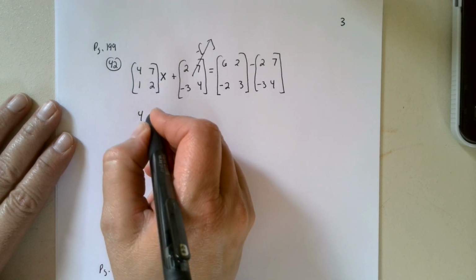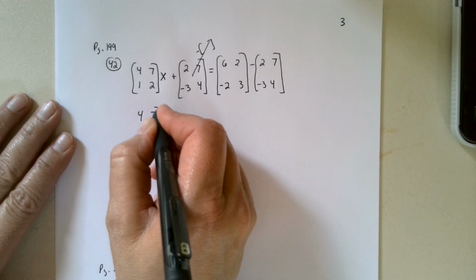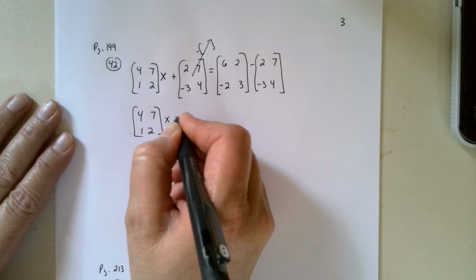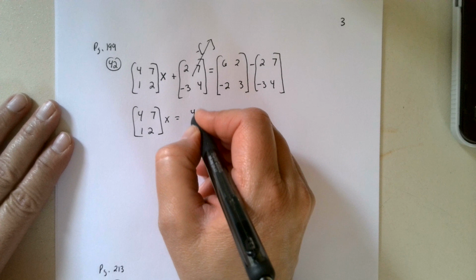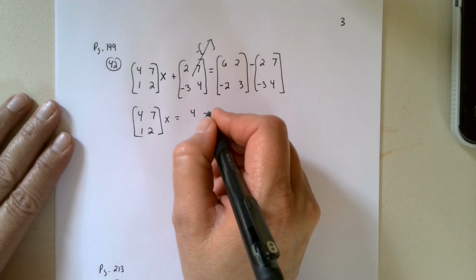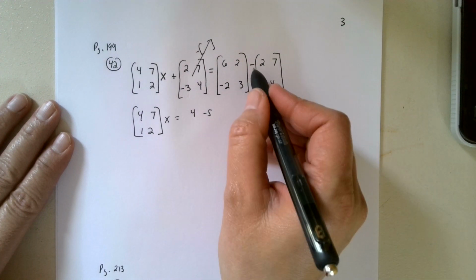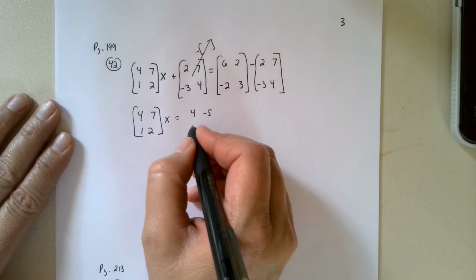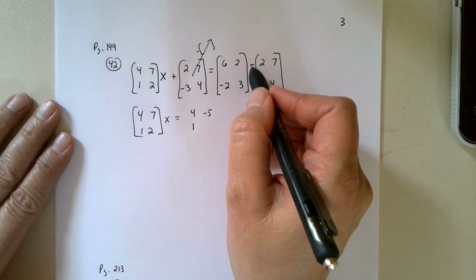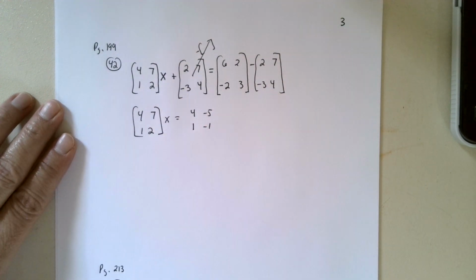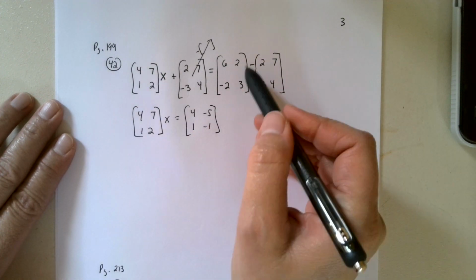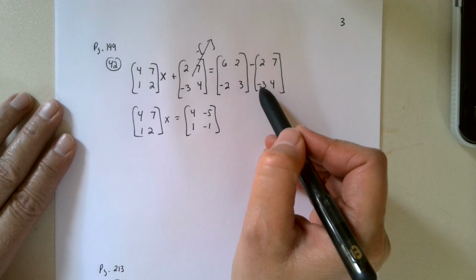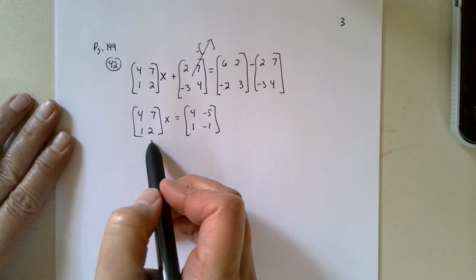That's going to leave 4, 7, 1, 2 times x. And then when I subtract here, 6 minus 2 is 4. 2 minus 7 is negative 5. Negative 2 minus negative 3 is 1. And 3 minus 4 is negative 1. Be careful with your subtracting. Negative 2 minus negative 3 is a positive 1.